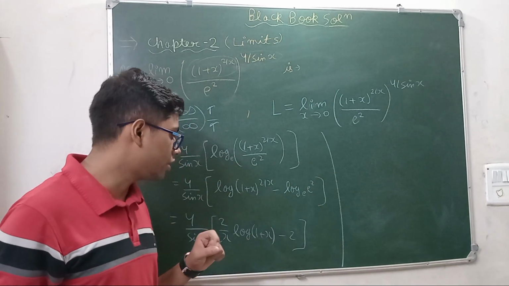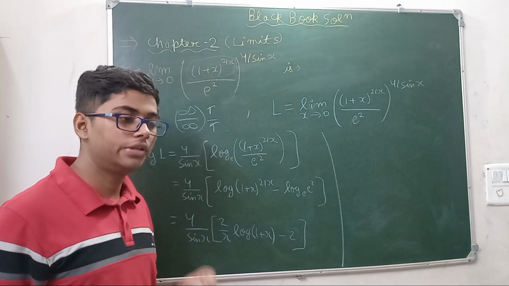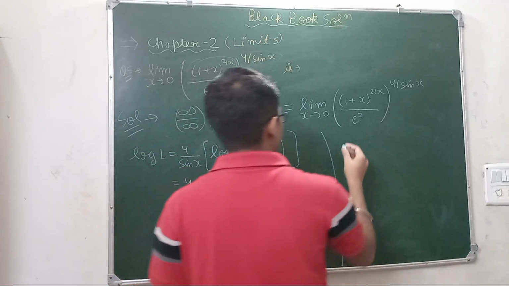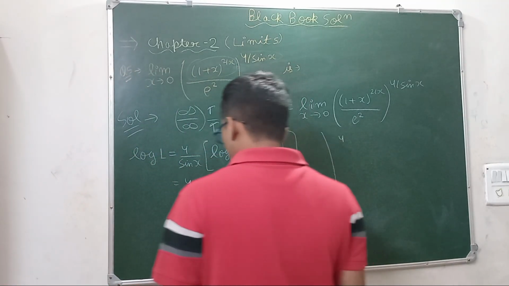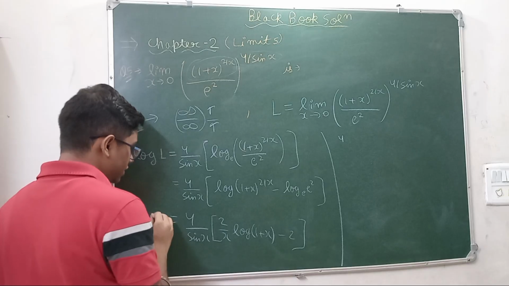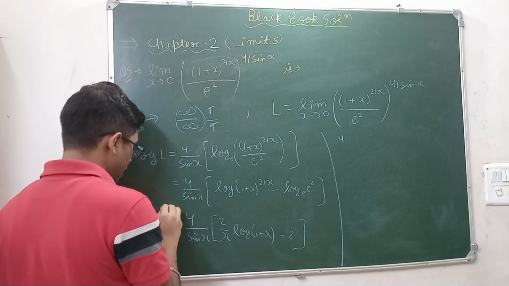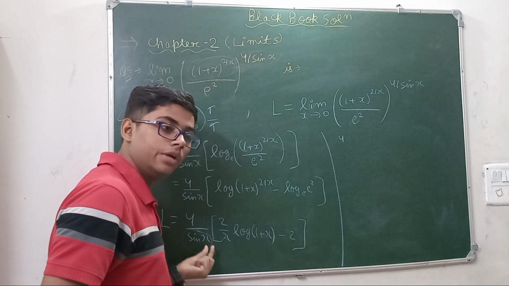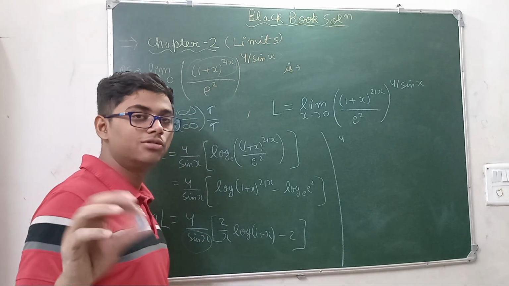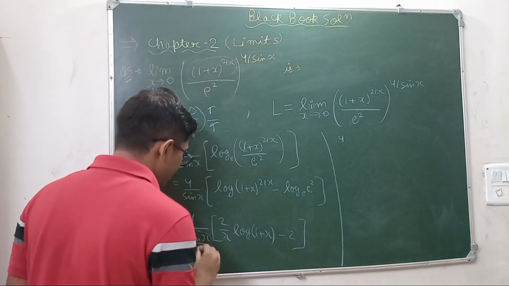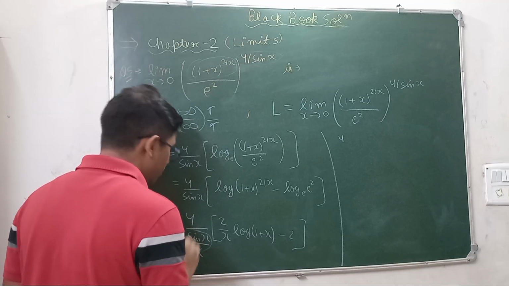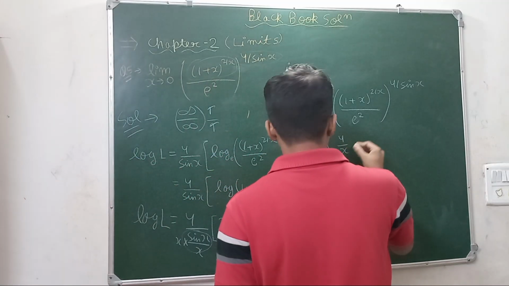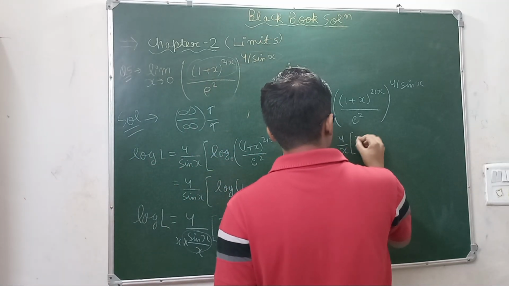Now what will you do here? Log 1 plus x. If you remember the Taylor expansion, see, in limits Taylor expansion is very much important. First of all, let us simplify this log L. Limit x is tending to 0, so this will also tend to 0. If it tends to 0, then limit x tends to 0, sin x by x is 1. So multiplying and dividing by x, this will become 1. So it will become 4 by x and 2 by x.